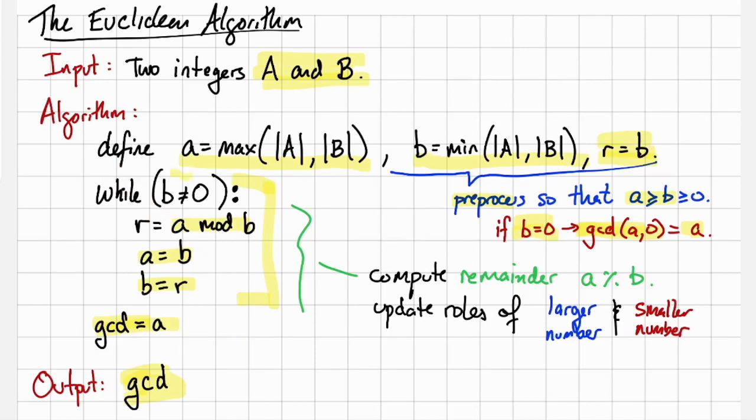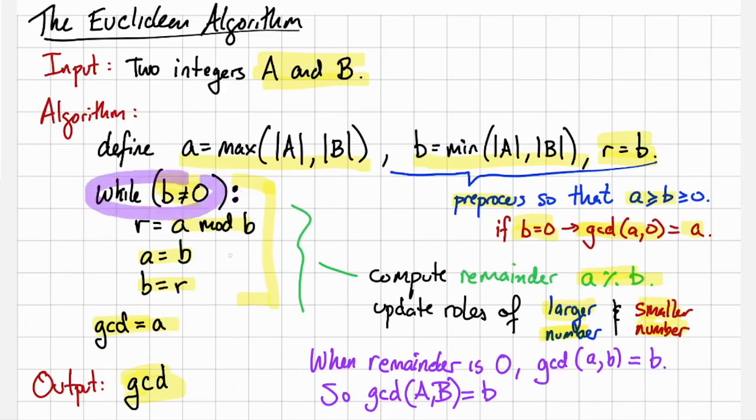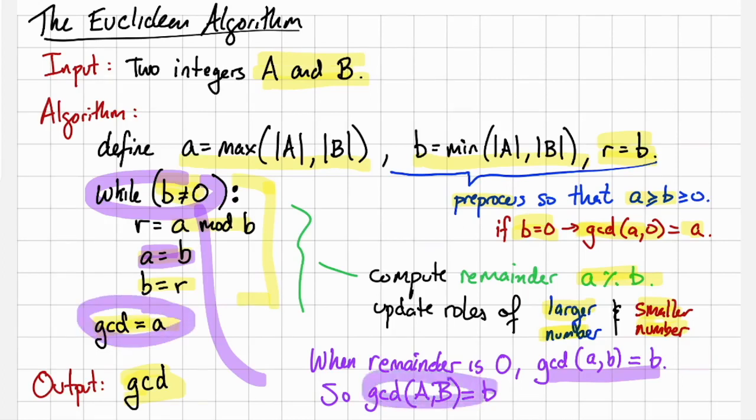On the other hand, if b is not equal to 0, then we need to compute that remainder, a mod b. We update the roles of the larger number and the smaller number, and we keep going until the remainder is 0. When the remainder is 0, the GCD of a and b is equal to b. A gets redefined as b, and so this algorithm outputs the correct thing. So the GCD of a and b is the last non-zero remainder.